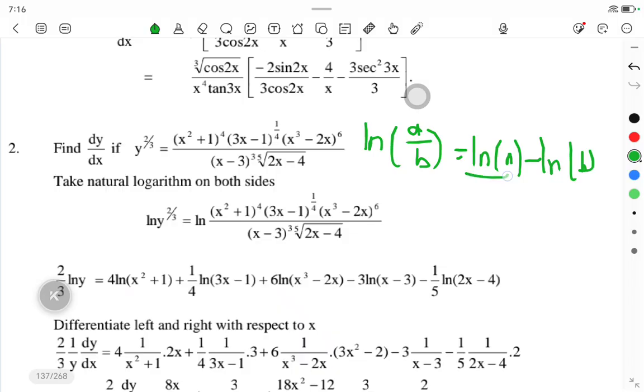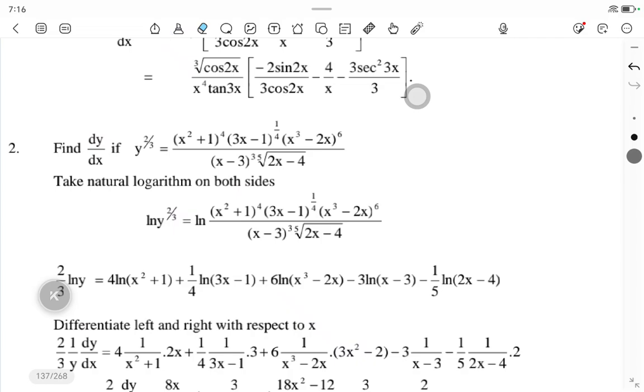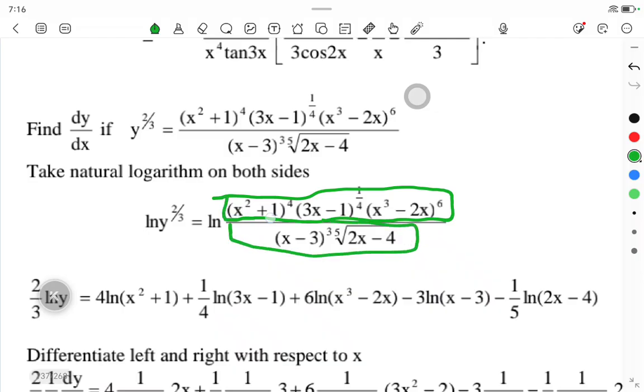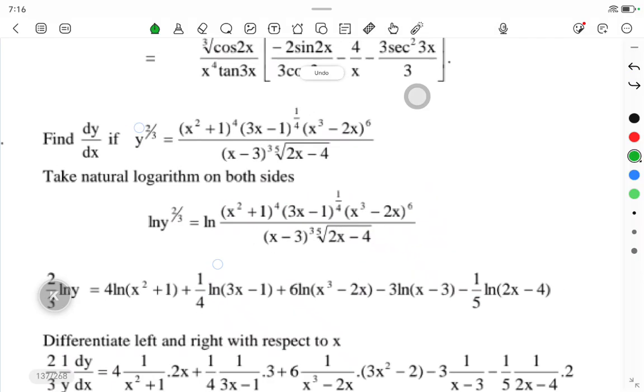Then after this, we can now apply the property that says ln of a times b is equal to ln of a plus ln of b. Now, if we check, this is exactly what happened here. We introduce ln on both sides. After that, we apply the property saying ln of the numerator minus ln of the denominator, which is exactly what happened.